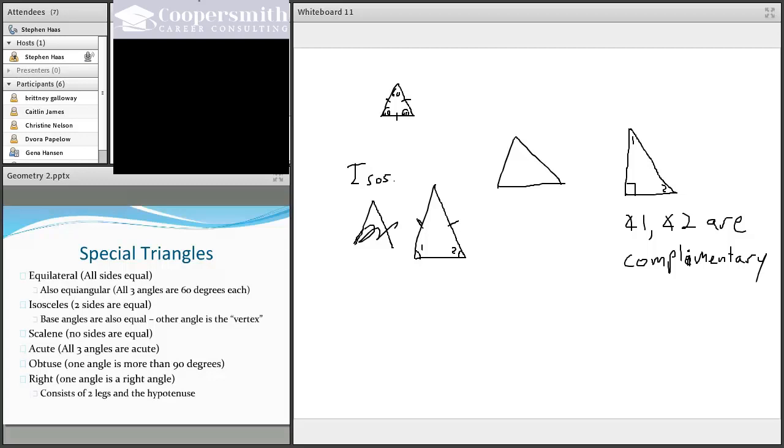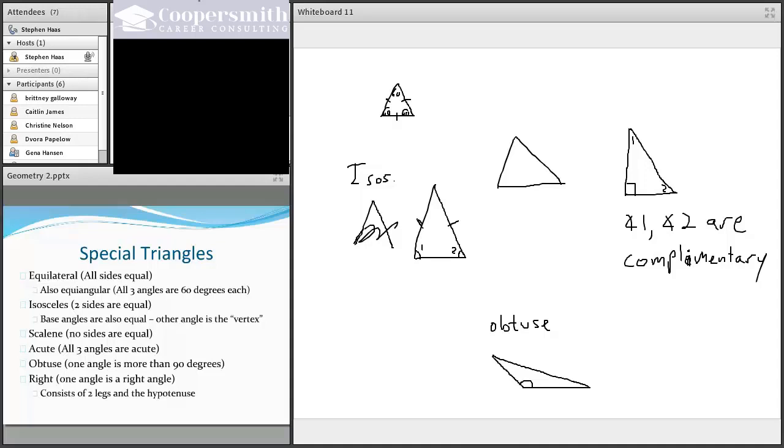Then you can have an obtuse triangle. An obtuse triangle is a triangle that has an obtuse angle. Of course, once again, you can only have one of them. Let's say you've got a triangle that looks like this. Well, this is an obtuse triangle because this angle is bigger than 90. This angle is between 90 and 180 degrees. That, of course, means the other two angles are going to be very small, because combined they add up to less than 90.